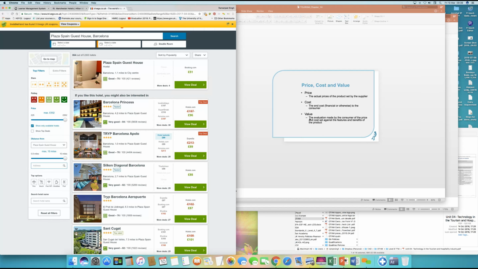So value is the evaluation made by the consumer of the price and the cost set and the features and benefits that you are getting. How do you define value? Sometimes people say it's value for money. Value for money is what you do when you compare the benefits and advantages or disadvantages of the product, and you say, okay, this is a fair price because I think it gives fair value in terms of the things I was looking at, and these are the things it does not have. But yes, I think it's a fair price at which they are selling.